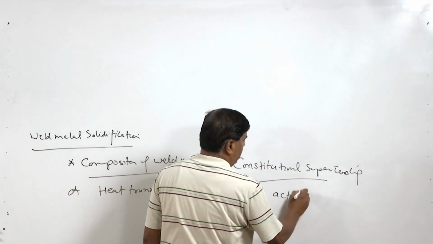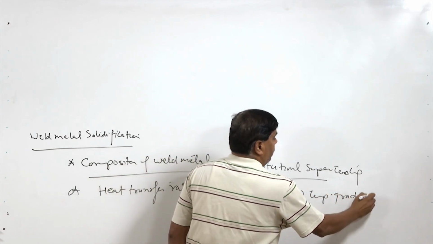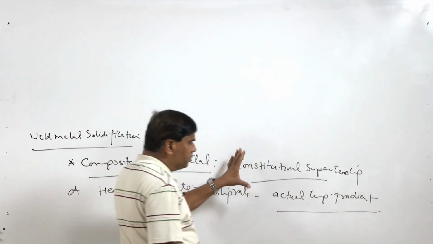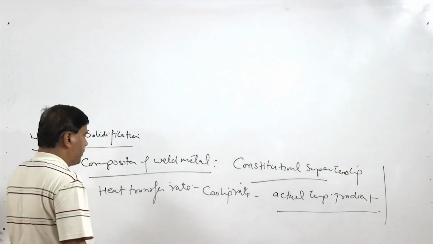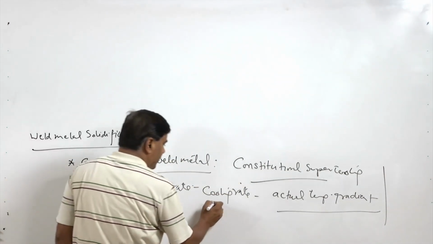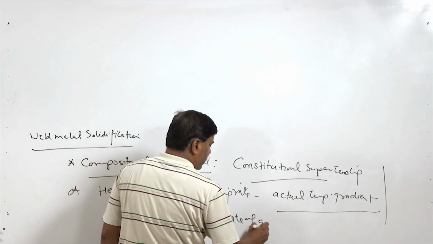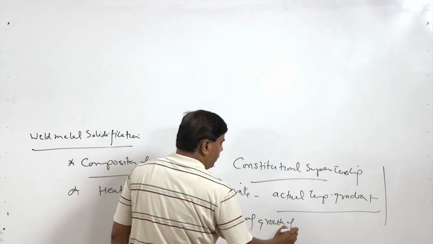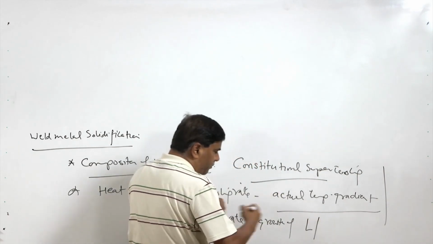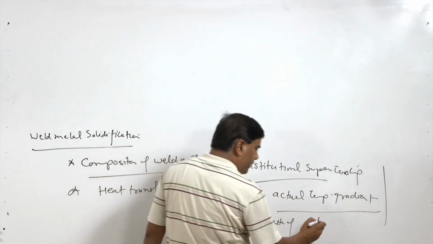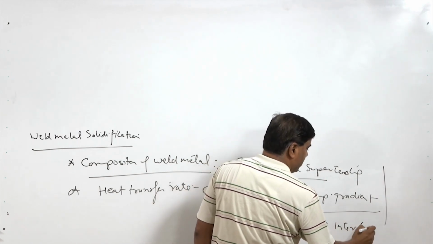So, basically this is about the cooling rate experienced by the weld metal, and it actually affects the actual temperature gradient in the weld metal. So, these are the two main factors that will be determining the kind of structures which will be formed, and the cooling rate determines the rate of growth of the solid liquid interface movement.